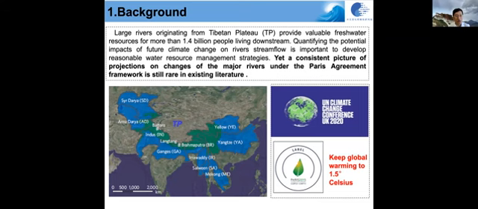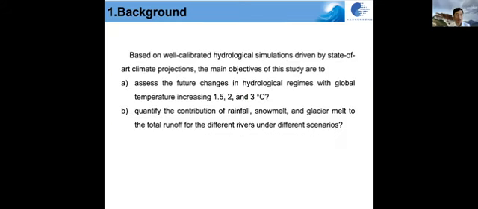They provide valuable water resources for a huge number of people living downstream. However, previous studies didn't create a full picture of the climate change impact on the rivers at different warming levels. So the main objectives of this study are, first, to evaluate the future change in hydrological regimes with global temperature increasing 1.5, 2, and 3 Celsius degrees. Second, to quantify the contribution of rainfall, snowmelt, and glacier melt to the total runoff.